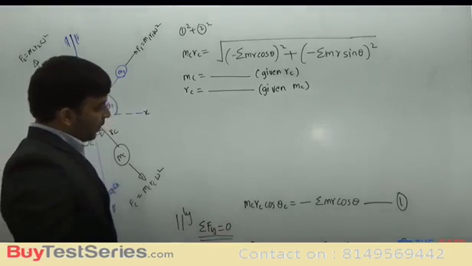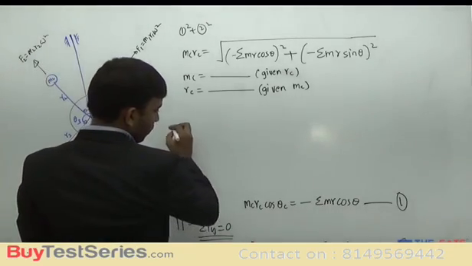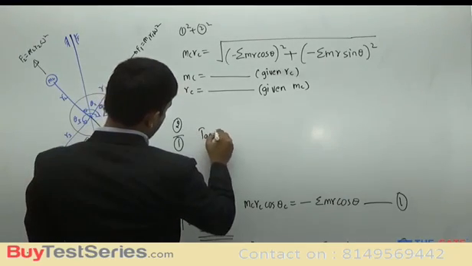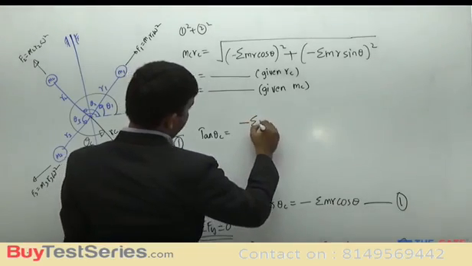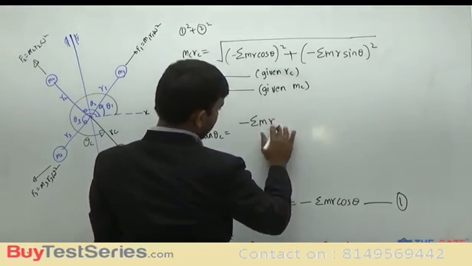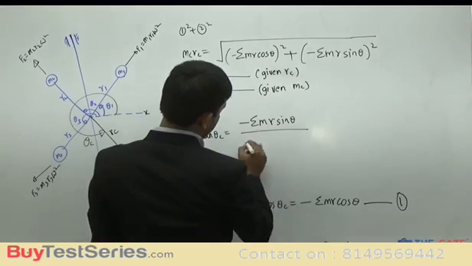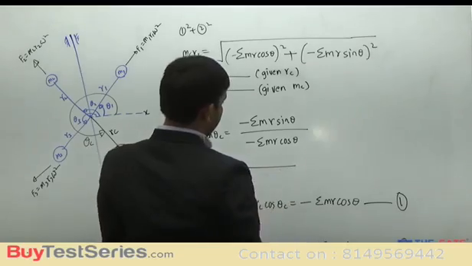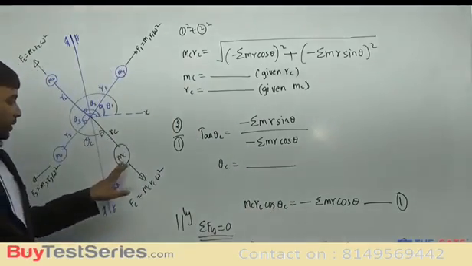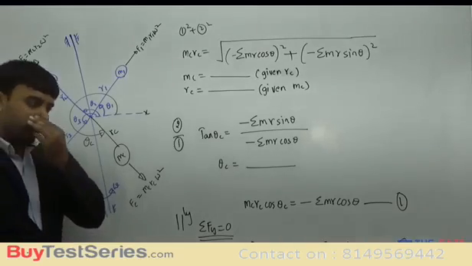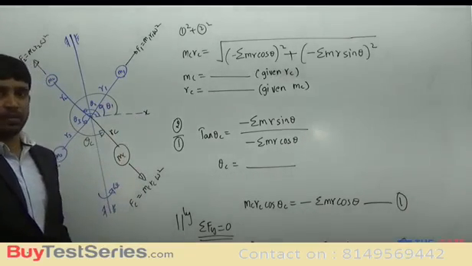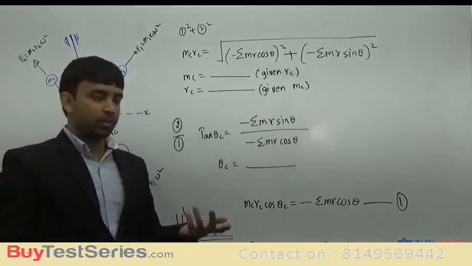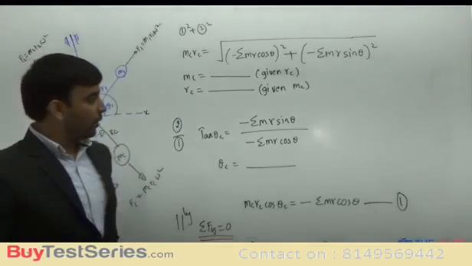Now from these two equations we can find the direction in which I need to introduce the counter mass. If I go for equation 2 divided by equation 1, I can write tan theta c is minus summation mr sin theta divided by minus summation mr cos theta. From here you can find the value of theta c. So now you know the value of counter mass and you know the direction in which you need to introduce the counter mass. By introducing the counter mass in that particular direction, you can balance the system. Now if you find the resultant force, there won't be any resultant force inside the system, and this way we can balance these rotating masses.